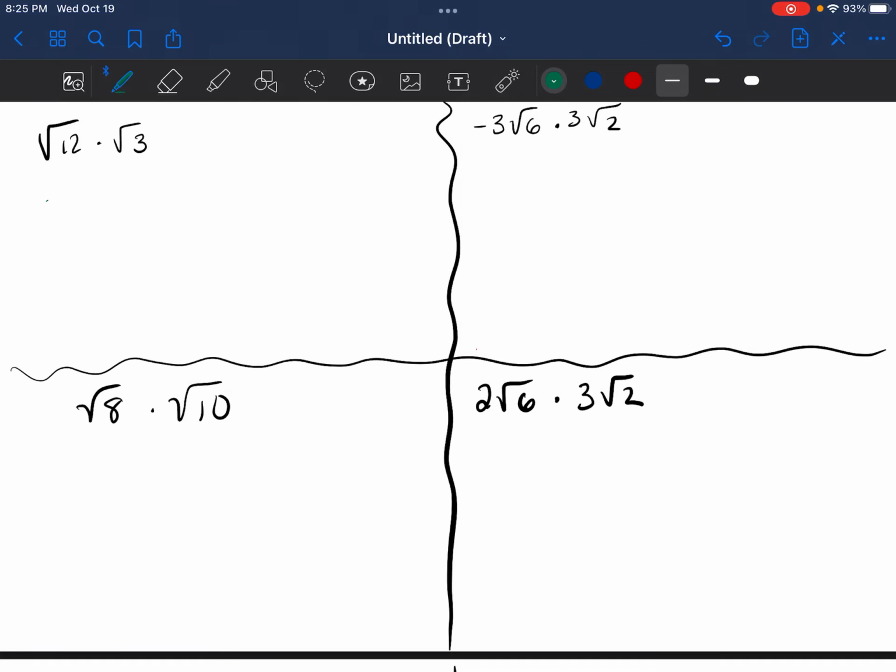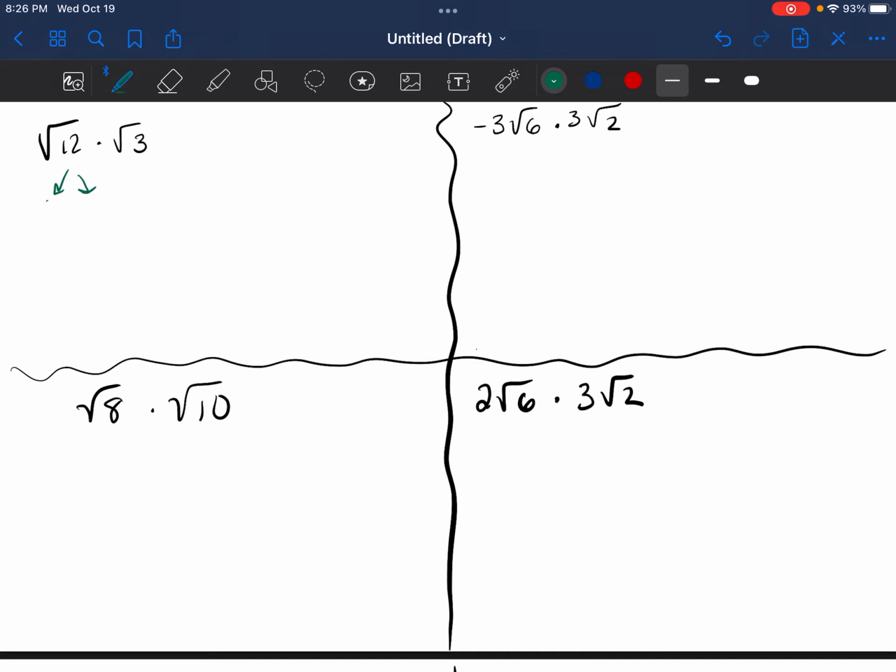In this video, we are going to review how to multiply radicals. So we're going to start here in the top left with the square root of 12 times the square root of 3. So there's two different ways I can do this. I can factor the values first, or I can multiply them together first. And I'm going to show both ways.